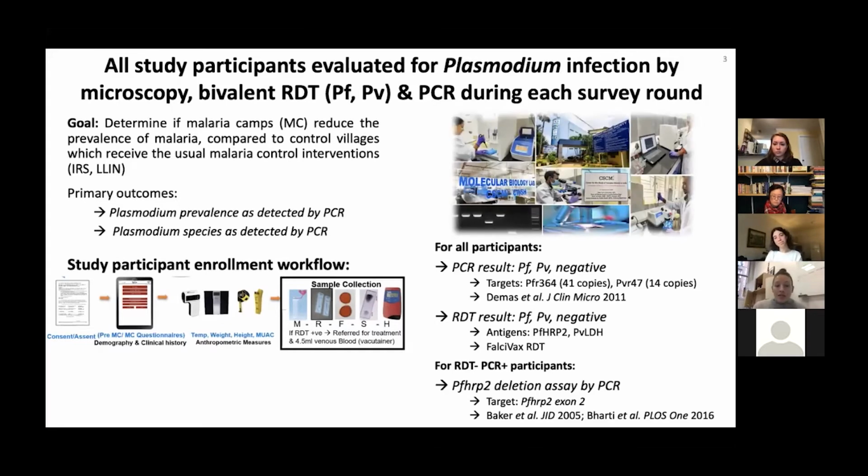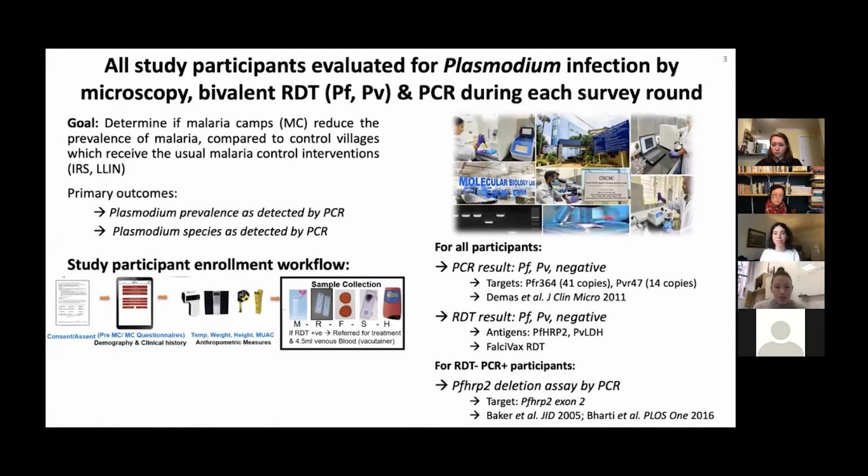The molecular assays are completed at our partner institution, Community Welfare Society Hospital in Rourkela, Odisha. And these assays consist of a species-specific PCR that identifies novel multi-copy targets for both falciparum and vivax infection. We use a Falsivax RDT. This is done in the field, and it identifies HRP2 for falciparum infections, which do largely predominate in the region, and PfLDH for vivax infections.